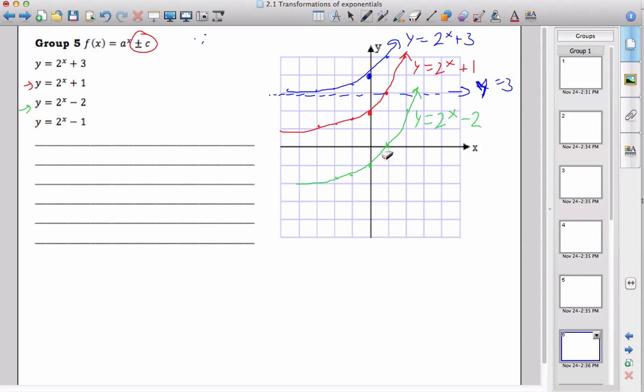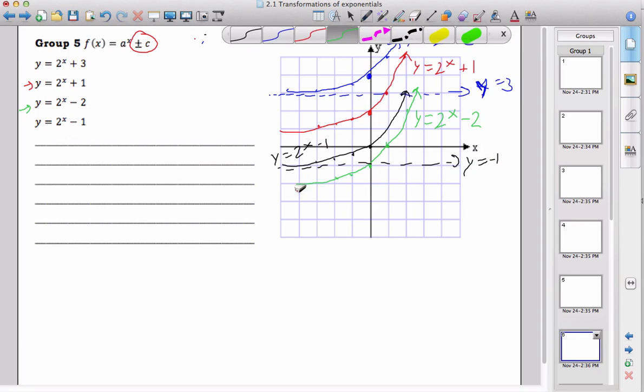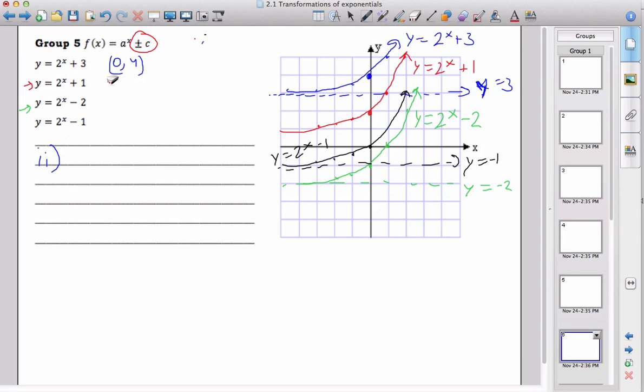And 2 to the power of x minus 1 shifts the whole graph down 1. And the horizontal asymptote is right here at y equals negative 1. And for the green line, it's at y equals negative 2. So if we look at the y-intercept for each one, the y-intercept for the first one is (0, 4). So it's actually 1 more than the c value. The y-intercept for the next one is (0, 2). The y-intercept for this one is (0, negative 1). And the y-intercept for this one is (0, 0).